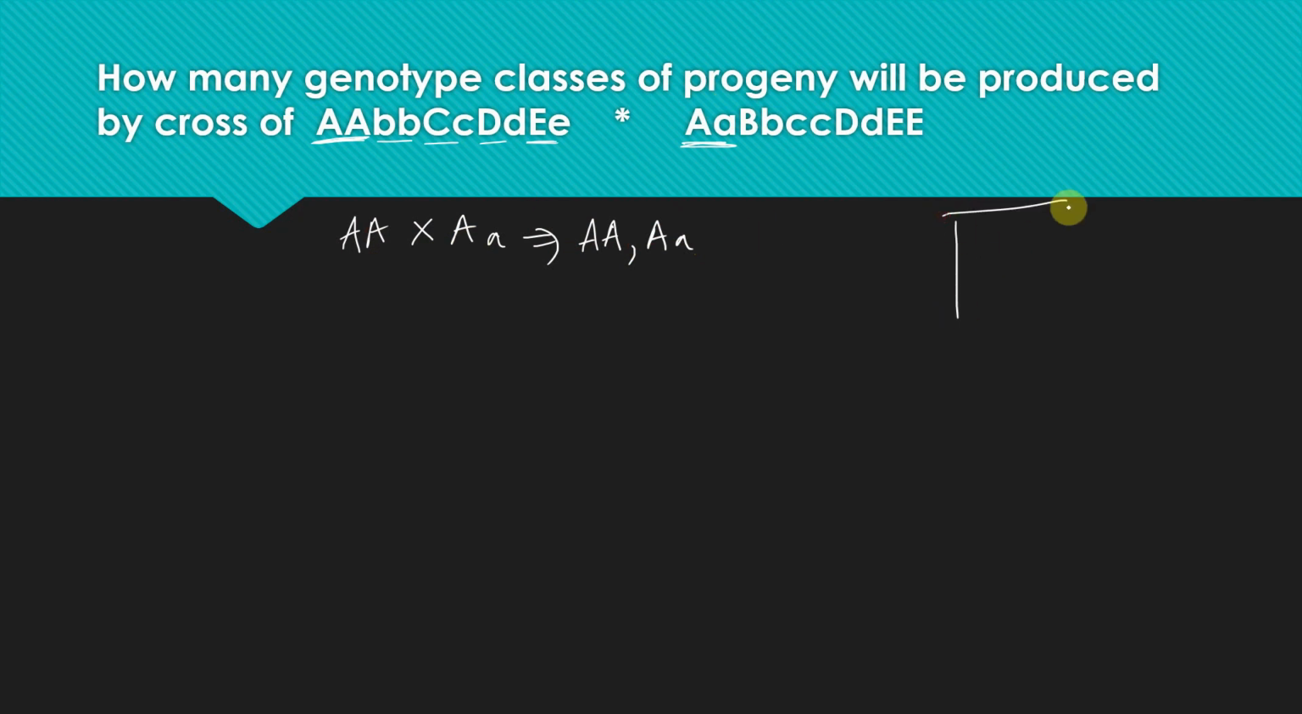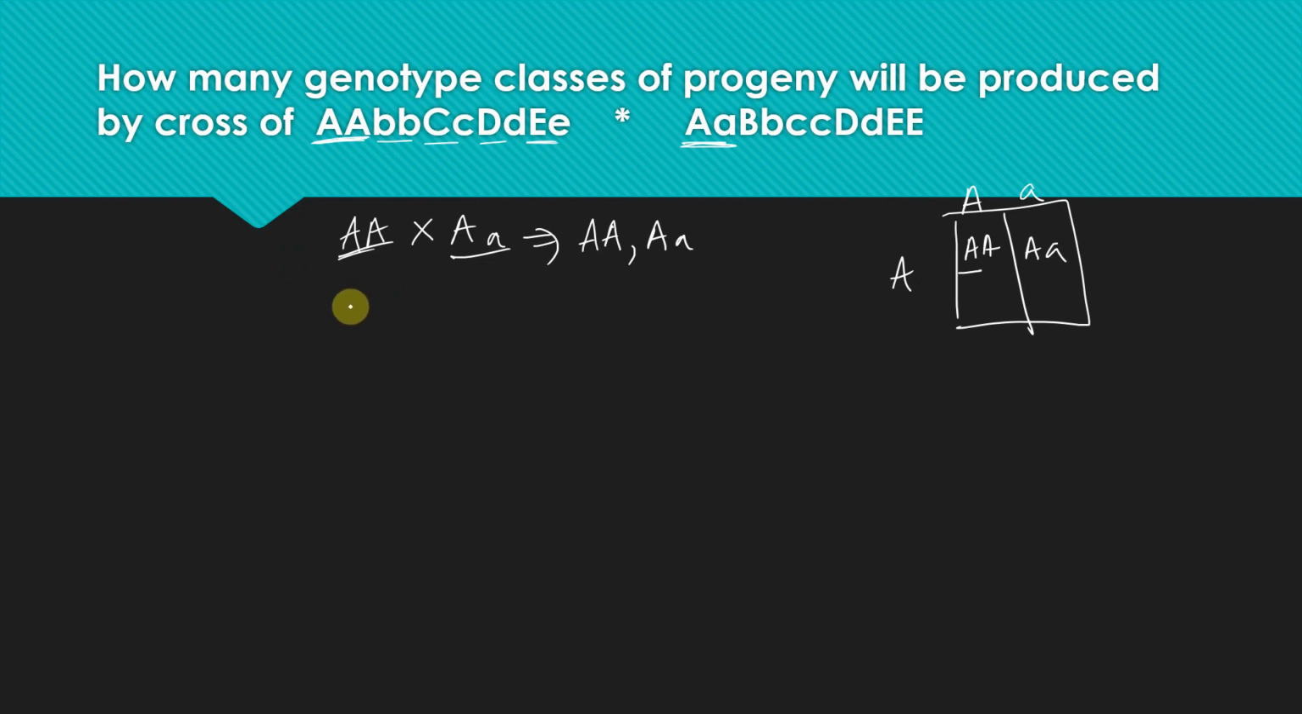You can draw the Punnett square for each of these if you are not comfortable with direct results. From this particular parent I can get only one type of gamete, that is A only, and from the other parent I can get 2 gametes, one with capital A and one with small a. So now I'm going to make the combination. It will be capital A capital A, and capital A small a. So I can get 2 possible offspring with these genotypes.